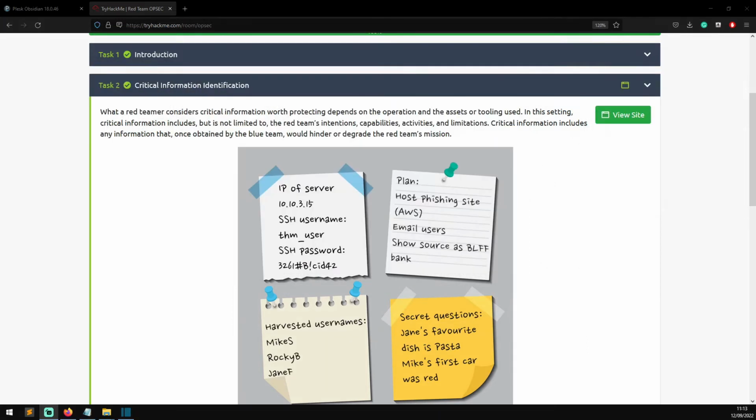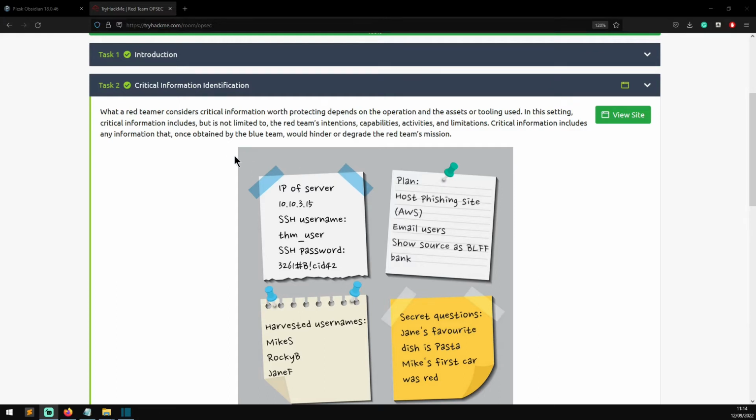What a red teamer considers critical information or worth protecting depends on the operations of the assets or tooling involved. In this setting, critical information includes, but is not limited to, the red team's intentions, capabilities, activities, and limitations. Critical information includes any information that, once obtained by the blue team, would hinder or degrade the red team's mission.